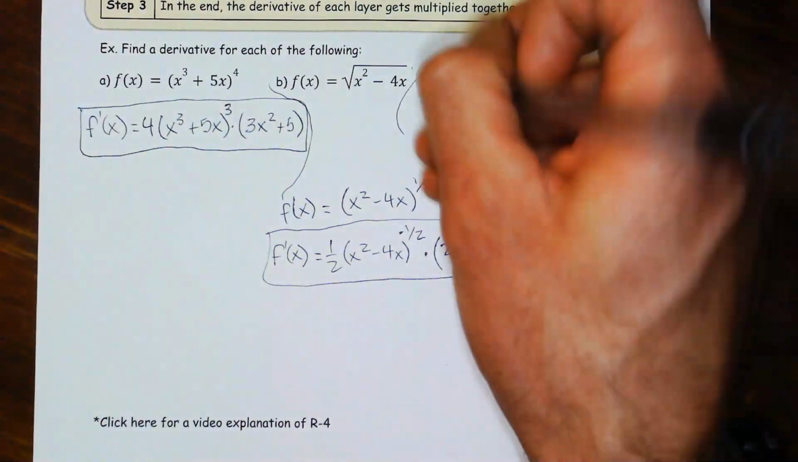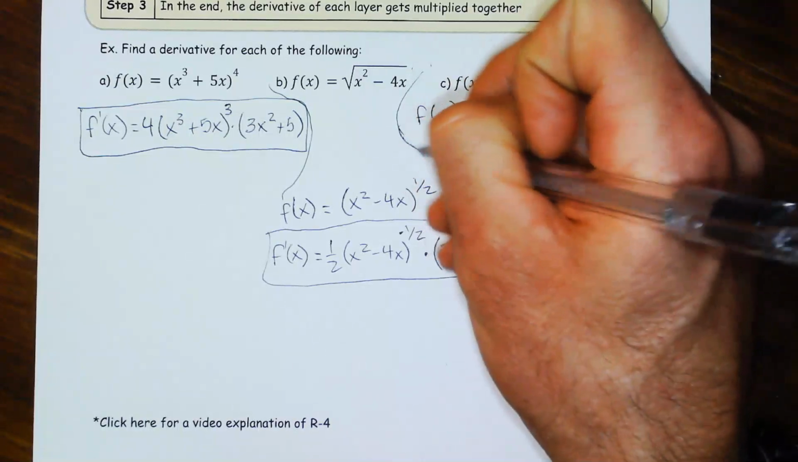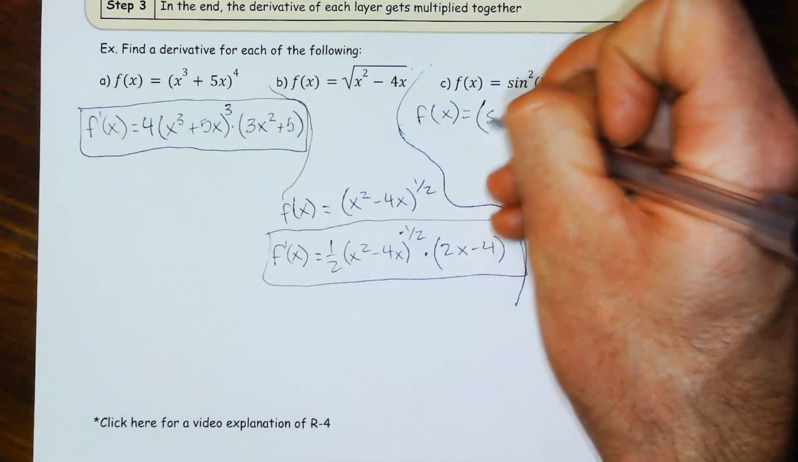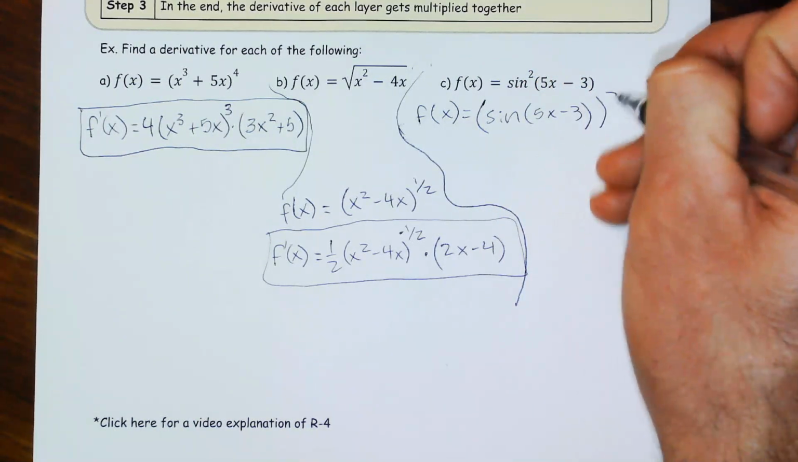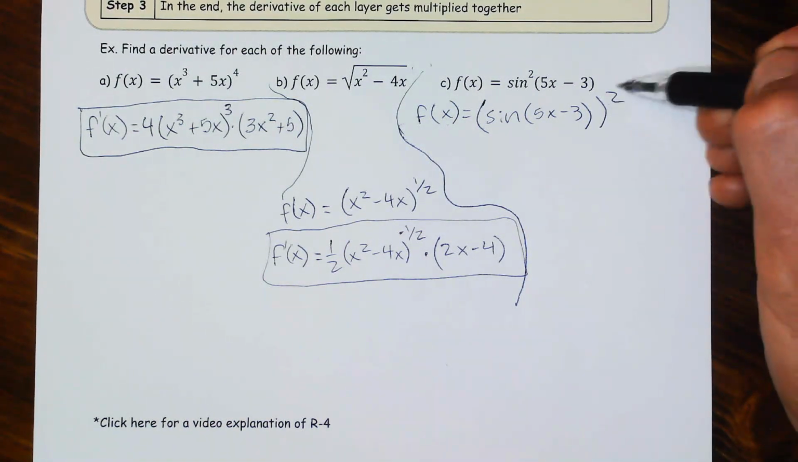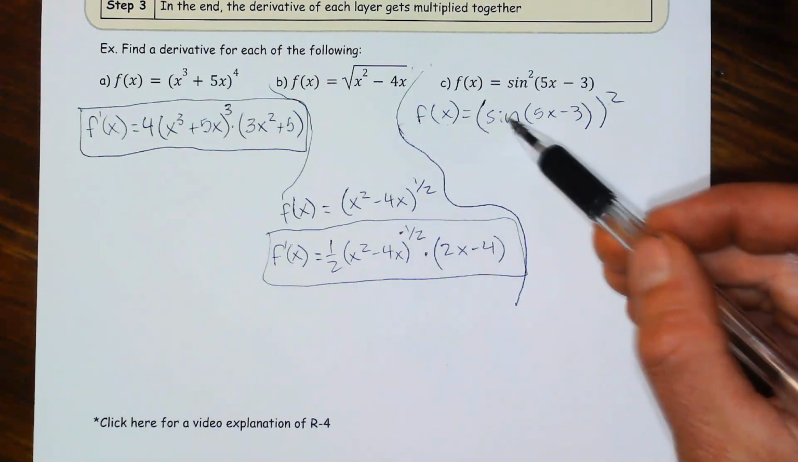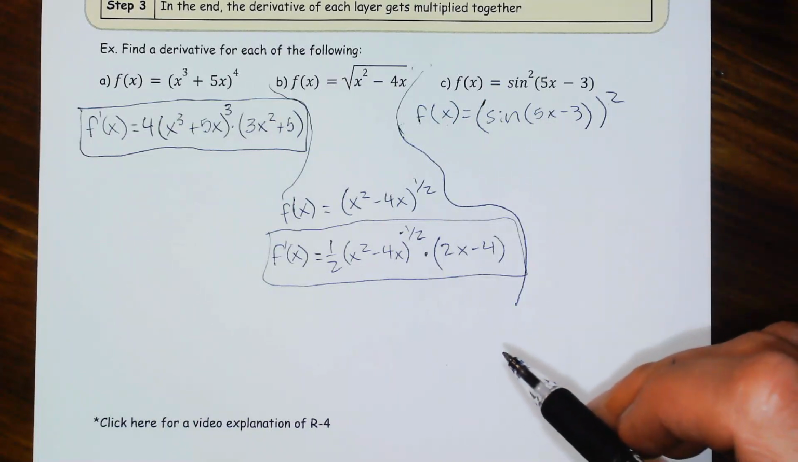So I could rewrite this as f of x equals sine of 5x minus 3, squared. And the reason I know that it's a 3-layered one is that I have this squared on the outside, and then I have the sine. So I have a square, I have a sine, and then I have a 5x minus 3 on the very inside.